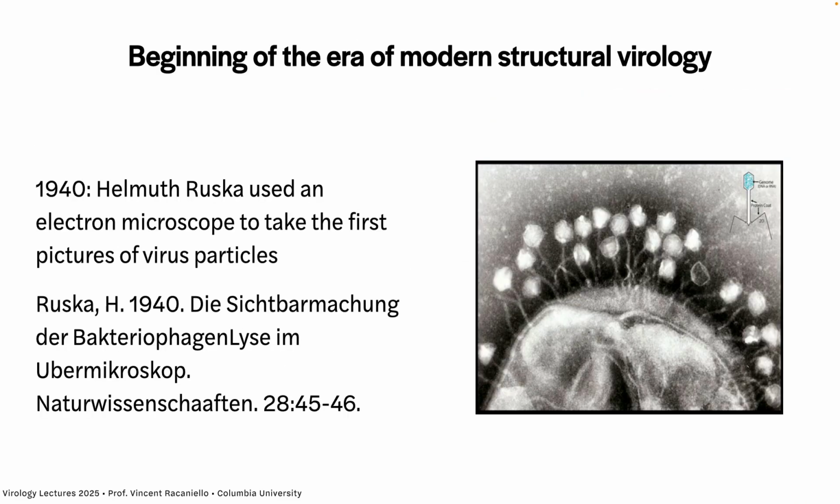Okay, the era of modern structural virology begins in 1940. We already encountered this publication where Helmuth Ruska used an electron microscope to take the first pictures of virus particles. And there's the paper in 1940. And you can see this is an E. coli on the right, to which are attached many E. coli bacteriophages. And so you can start to see a little bit about these particles, right? It looks like they have some kind of a head with symmetry, and it looks like there's a tail coming out of the head, attaching it to the bacterium.